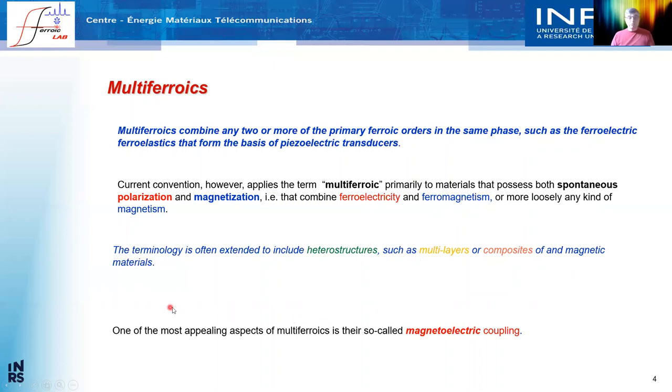multiferroic. One of the most interesting aspects of multiferroics is the coupling between the two order parameters. In the case of magnetic and ferroelectric materials, it's called the magnetoelectric coupling, which would allow to control the magnetization with an electric field, or the polarization with a magnetic field.